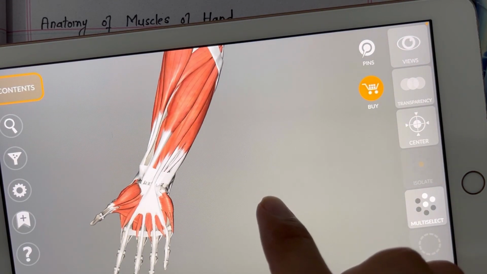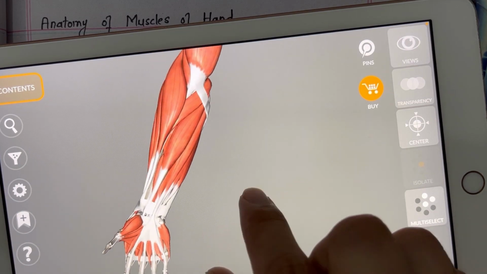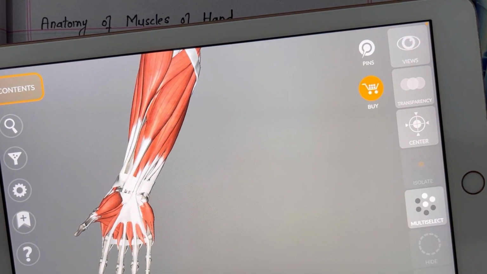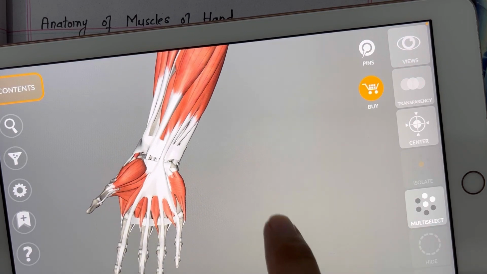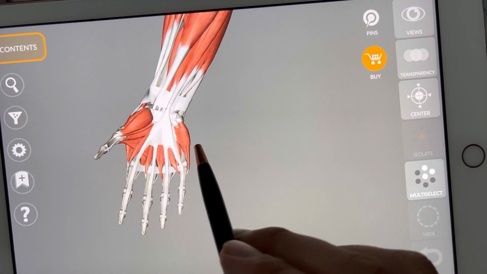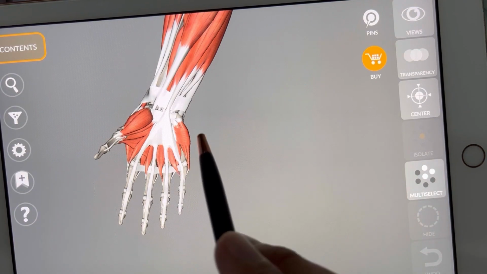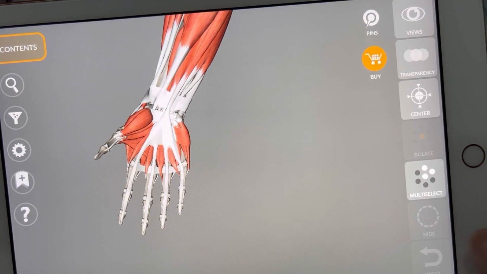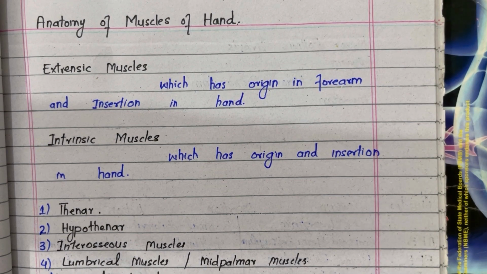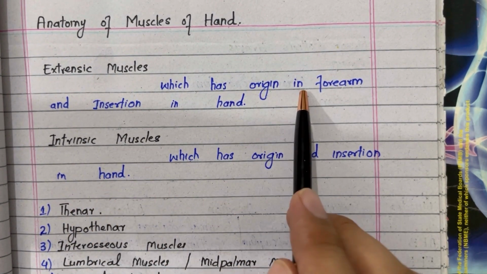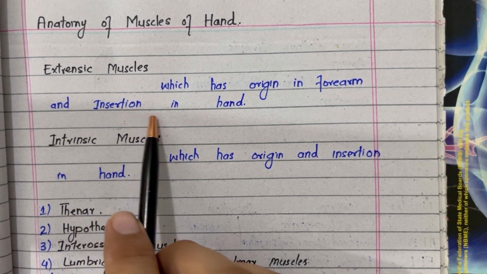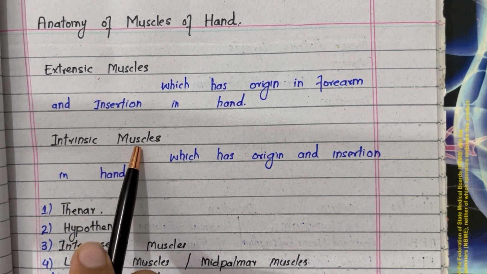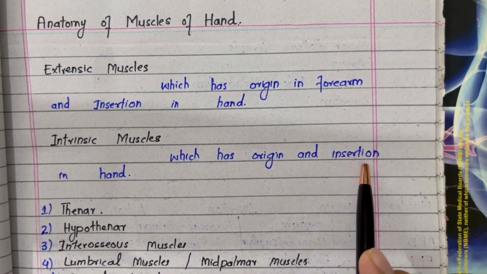So student, the extrinsic muscles are those which have their origin outside the hand region, and these muscles insert into the hand region, while the other group is the intrinsic muscles. The intrinsic muscles are those which have both origin and insertion in the hand region. As we have discussed, the extrinsic muscles have their origin in the forearm, outside the hand region, and insert in the hand, while the intrinsic muscles have both origin and insertion in the hand region.